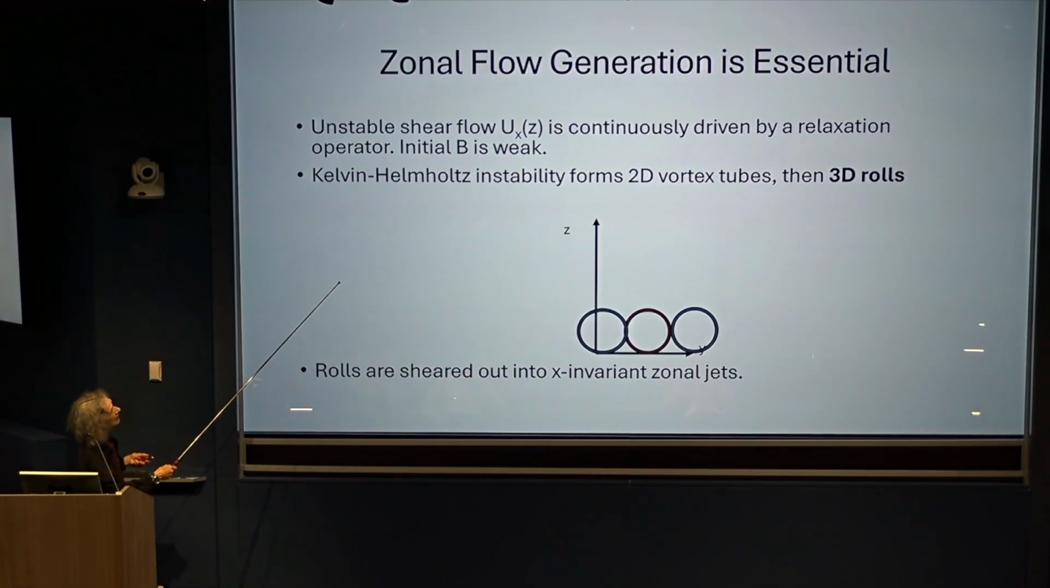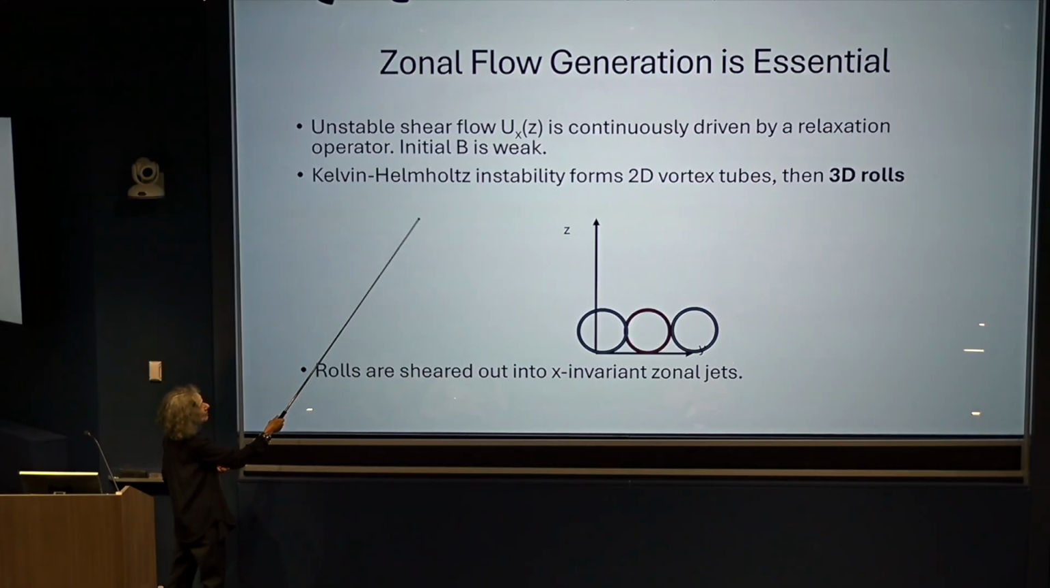So here is just a little bit of that 10-step life cycle. As I said, the shear flow is continuously driven by this relaxation operator. The initial magnetic field is quite weak. The initial Alfvén Mach number is 30, so the ratio of the Alfvén speed to the flow speed is 1/30.